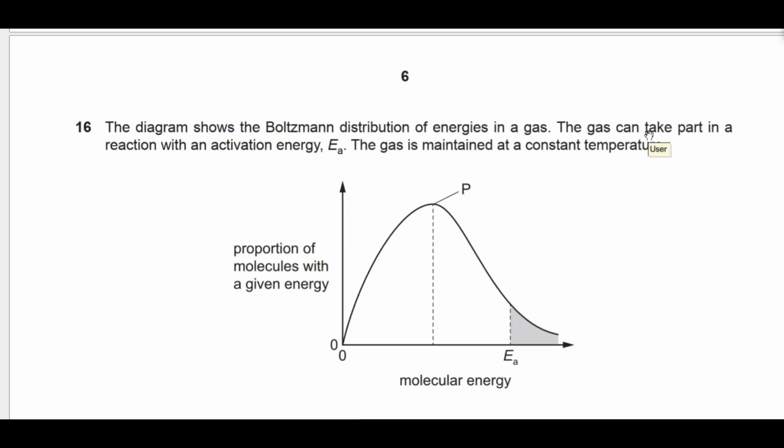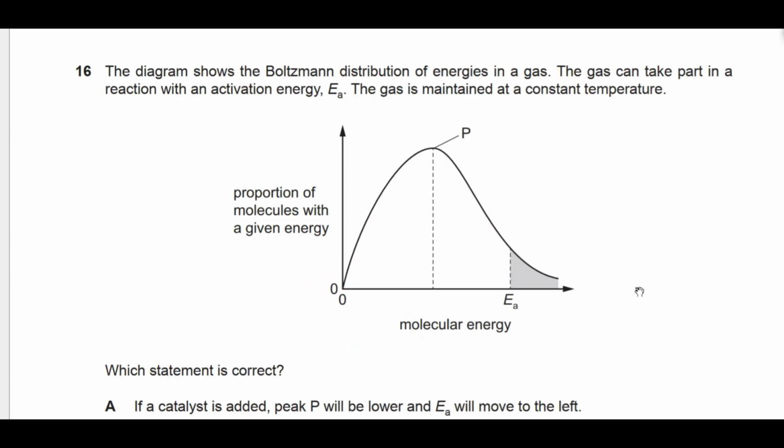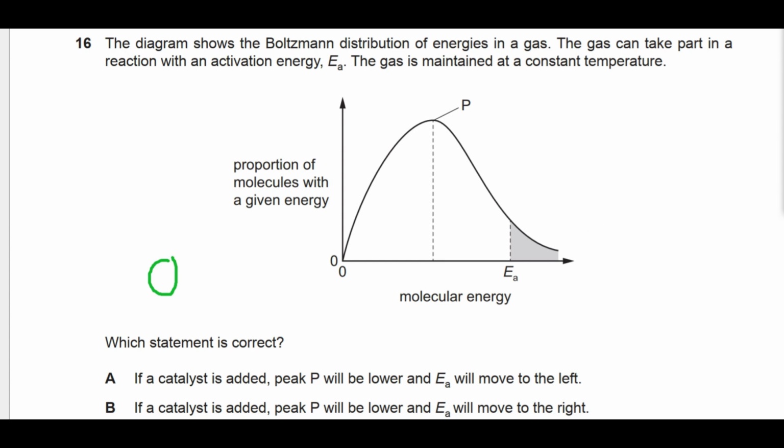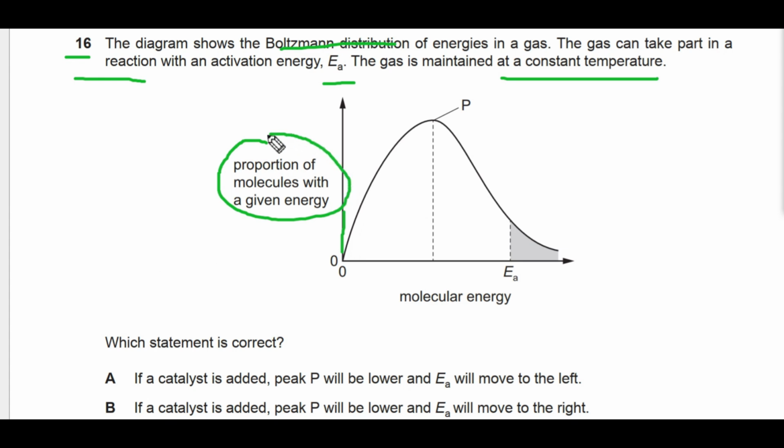Done. So 16. The diagram shows the Boltzmann distribution of energies in a gas. The gas can take part in a reaction with activation energy EA. The gas is maintained at constant temperature. The y-axis is the proportion of molecules, the number of molecules, and the x-axis is energy, EA. Up to this activation energy, and from this to this activation energy. Now you see which statement is correct.